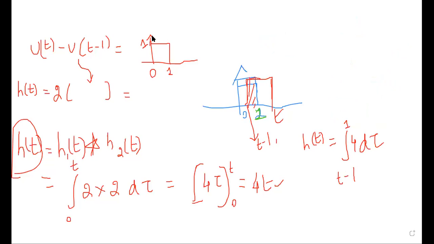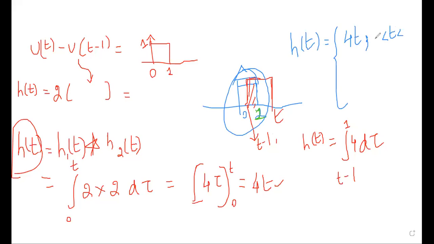Very good. Let me consolidate my answer. Since I'm getting more outputs, and the question is to find the overall response, the overall response h of t is equal to 4t, and I should write the condition. I have to refer to my first input. The first input time interval was 0 to 1. Between that range only, I got my answer as 4t.